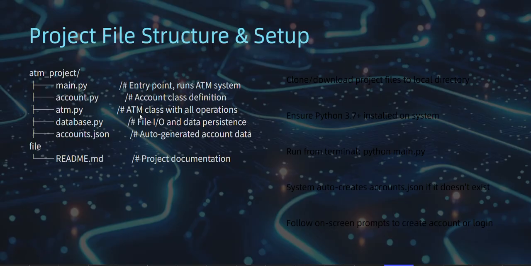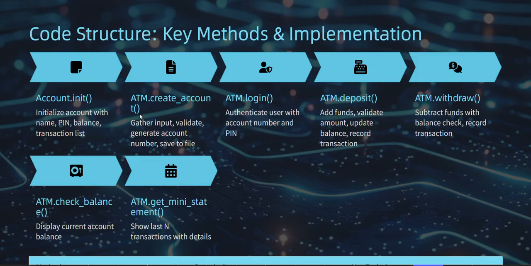Project files. So this is my project file. Main.py is an entry point that runs the ATM system. Account.py is where all the details of the users are present, in the account library. In ATM, all users have been classified from the details of user entries, and these are the database, and this is auto-generated account data. So thank you. This was my code structure.